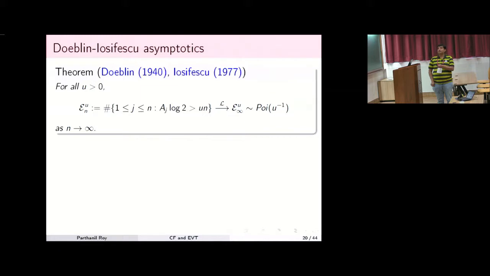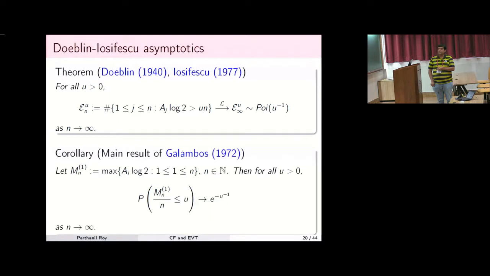And then he, of course, had a mistake which was corrected by Iosifescu. And as I said, without knowing Doeblin's work, Galambos actually showed that if you look at Mn1, there's a reason why I'm calling it Mn1, because later on I'll look at the kth maximum. The maximum among the a_i log 2, the log 2 is there because of that Gauss measure. It inherits from the Gauss measure. It makes things a bit cleaner. That's why I'm keeping the log 2 here, so that I can divide only by n.